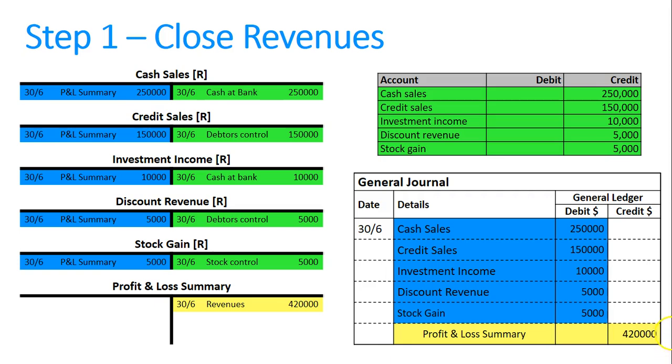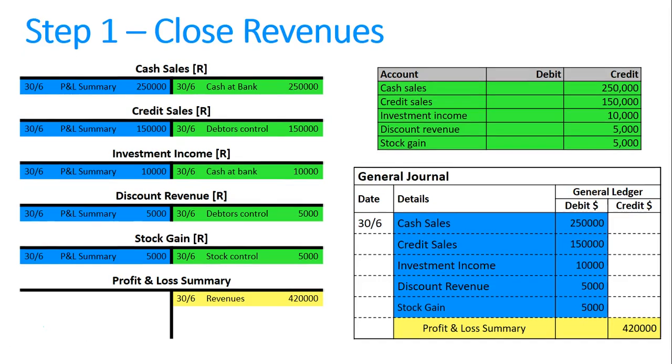We haven't been asked to do the ledgers, we're just doing the general journal for this question, but if we were doing the ledgers, we're making sure our references reference each other. So we've got profit and loss summary for all the debits referencing this account. And here we just write revenue accounts to reference all of these. That's step 1, all the revenues are closed.